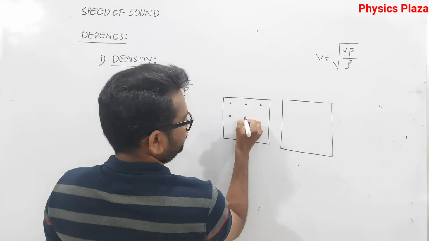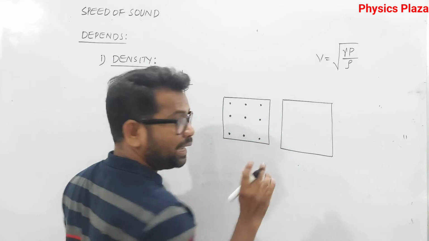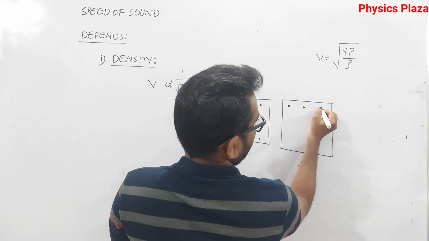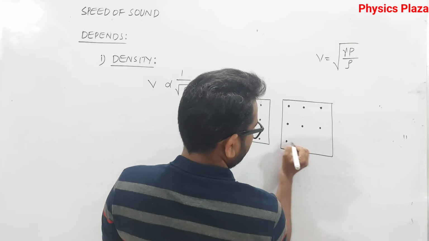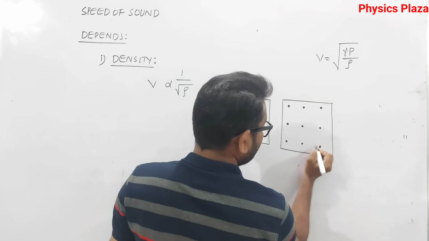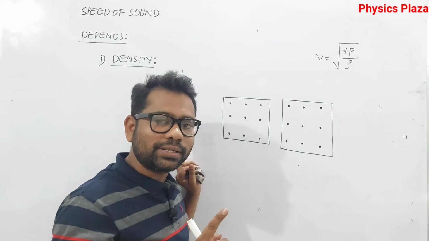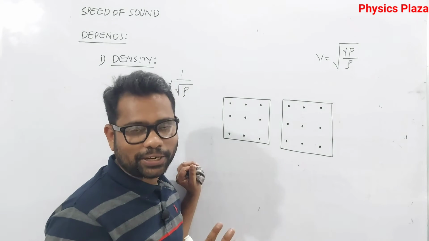Total I have taken many molecules. 9 air molecules I have taken here, and here also 9 air molecules I have taken. Try to understand. Very, very, very important. It may take 2 to 3 minutes time to discuss, to understand, to explain, but have patience. I'm promising you that definitely 100% you will understand.